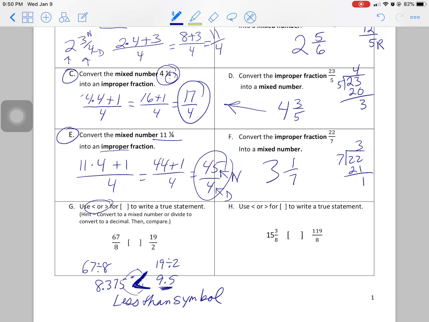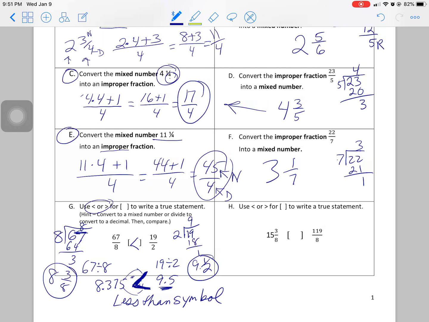If you wanted to change these back to mixed numbers, this would be 2 into 19. So that would be what? A 9 there, which would be 18, and a 1. So this would be 9 and 1/2. And over here, this would be 67 divided by 8, sorry for the poor handwriting. That would be 8, and the remainder would be 3, so this would be 8 and 3/8 on this side. So clearly 9 and 1/2 is larger than 8 and 3/8. So this is the correct symbol for this spot.